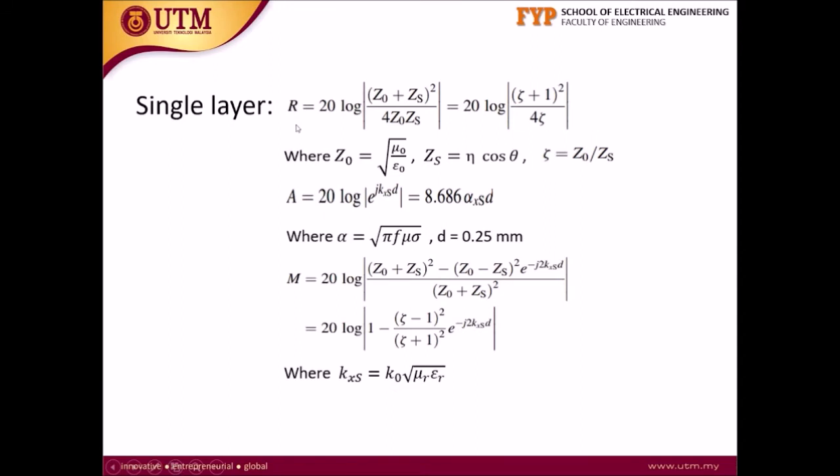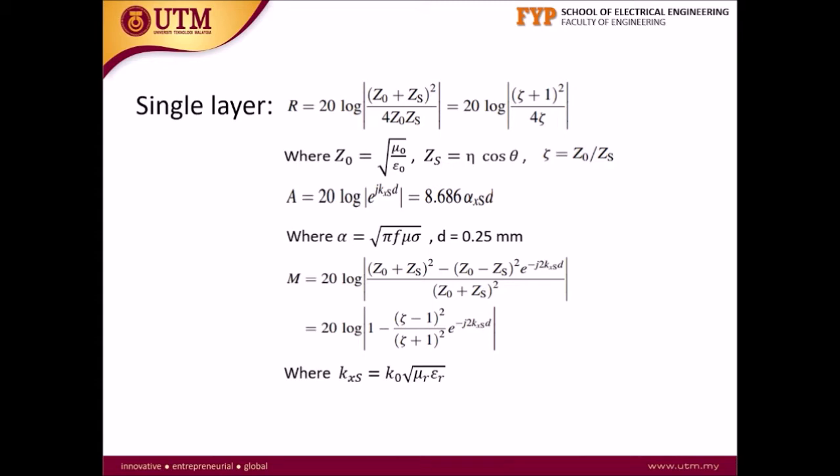The first term, reflection loss R in the equation, depends only on the free space impedance Z0 and the impedance of the shield medium Zs, and it accounts for the first field reflection at the two shield interfaces that is due to the mismatch between the two impedances at both the interfaces.